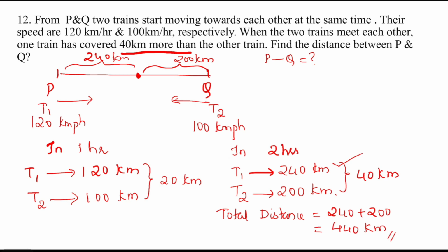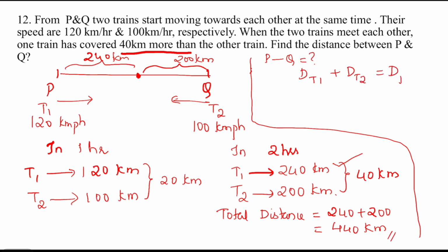The same problem we can do in another way also. This was done logically; in another way also we can do. How? See here, distance travelled by train 1 plus distance travelled by train 2 is equal to the total distance between P and Q, isn't it? So distance we know is speed into time. So speed of the first train is 120, then into, at what time they are meeting.